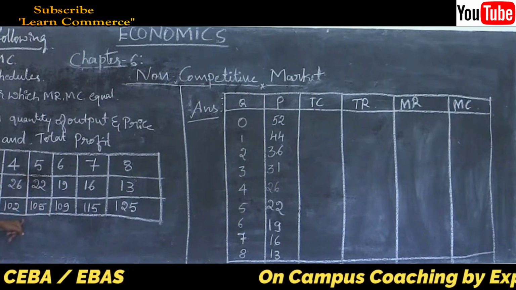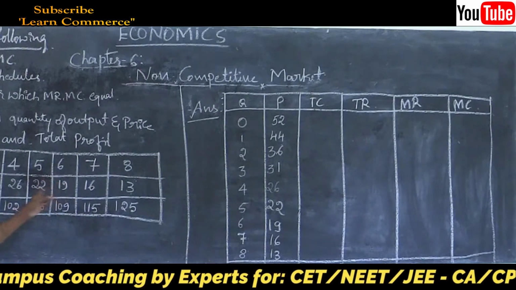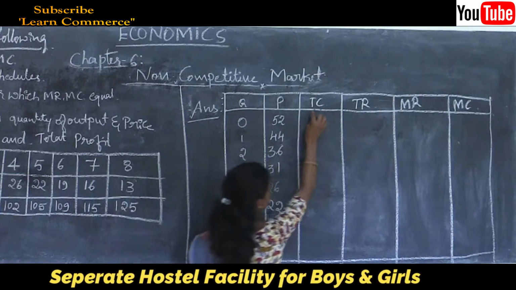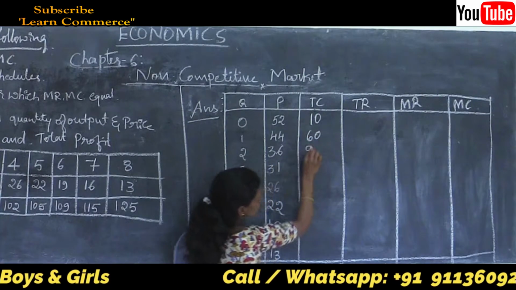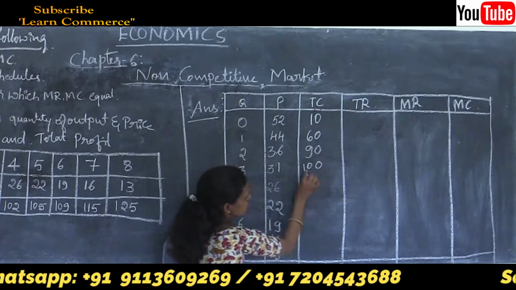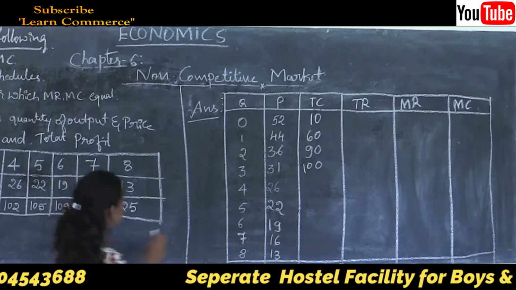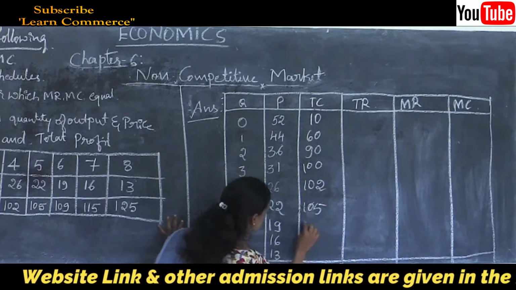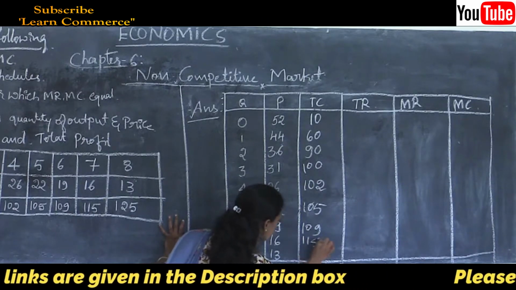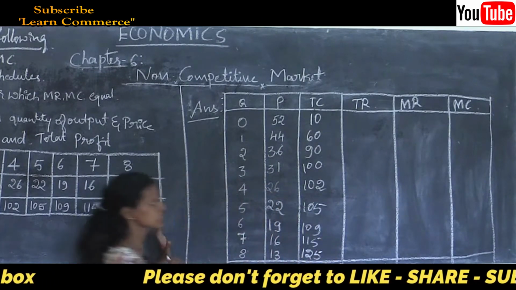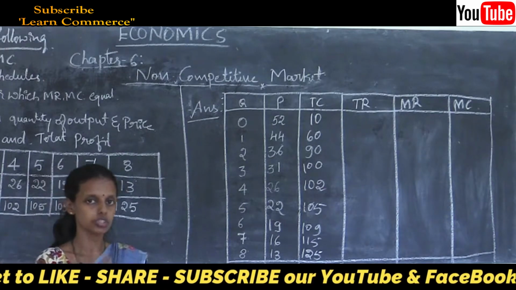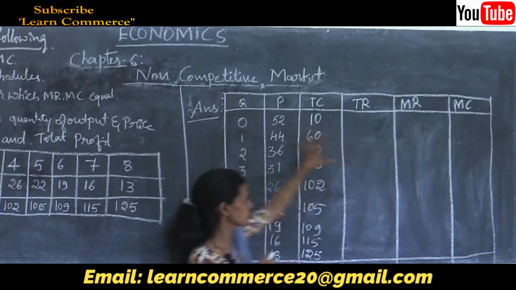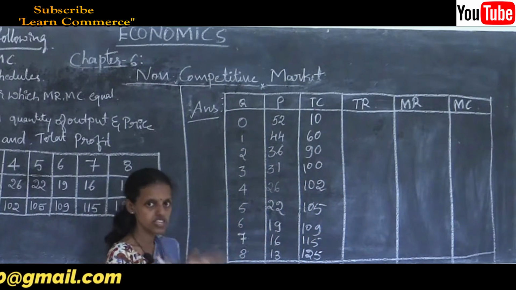Next, total cost is also given here. It is given row wise, and you should convert it to column wise, don't be confused. So 10, 60, 90, 100, 102, 105, 109, 115, 125. Like these, the calculations are given row wise and we should convert the row into column wise. Next, we should find the TR. These are all in the question itself, no need to change anything.